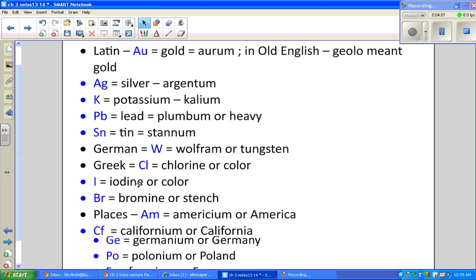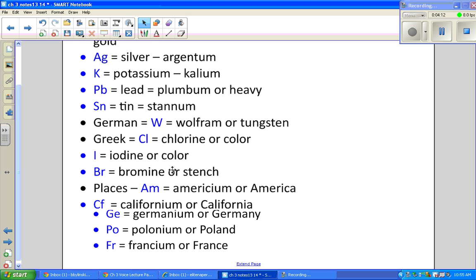The next 3 are coming from the Greek language. Cl is chlorine, I is iodine, and Br is bromine. So chlorine and iodine represent colors, and bromine is for a stench.